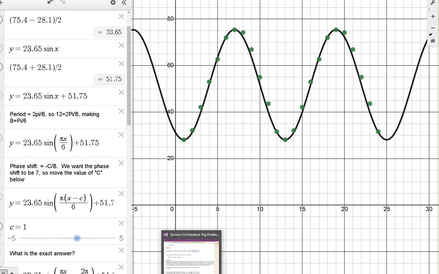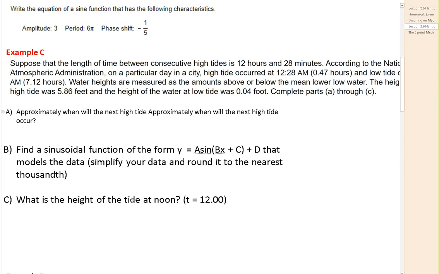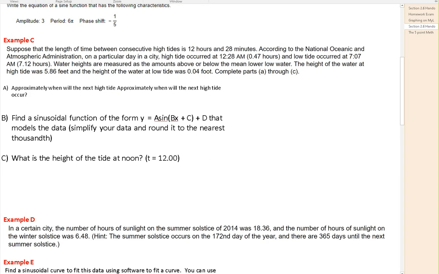Okay, let's continue. This is one that's straight out of your homework. Actually, yeah, let's solve this one. Suppose that the length of time between consecutive high tides is 12 hours and 28 minutes, according to the National Atmospheric Administration. On a particular day in a city, high tide occurred at 12:28 a.m., which is 0.47 hours. And let me zoom out a little bit here. Low tide occurred at 7:07 a.m., which is 7.12 hours. Water heights are measured in the amounts above or below the mean low water. The height of the water at high tide was 5.86 feet, and at low tide, it was 0.04 foot. Complete parts A through C. So this is approximately when will the next high tide hit.